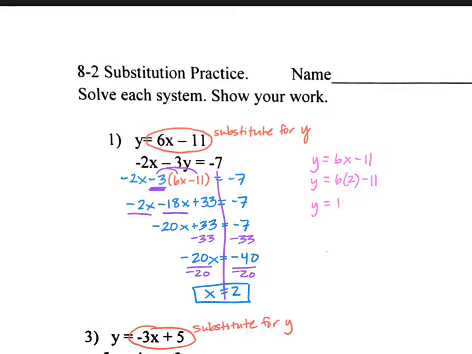Therefore, y is 12 minus 11, right? 6 times 2 is 12. And finally, y is 1. The final answer should be written as a point. It's going to be 2, comma, 1, because it's always x and then y. And that's all there is to it. Just the substitution part is what's new when we first learned this. And then the rest is review. It's the solving equations, just like from module 7.